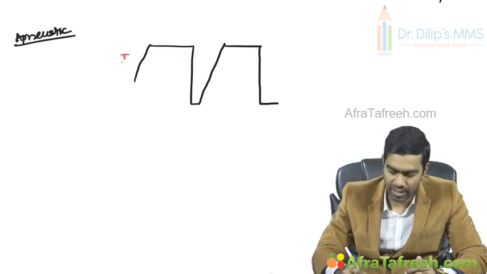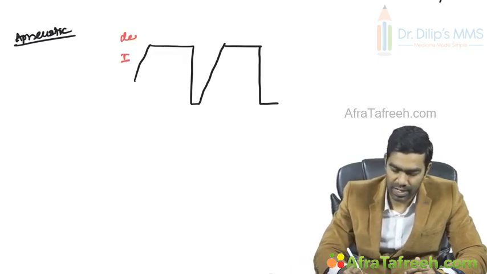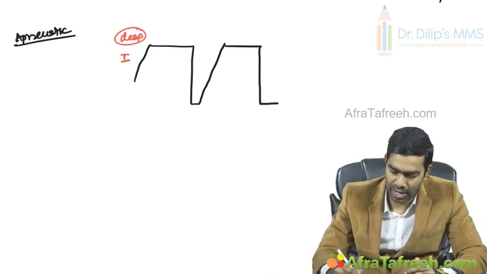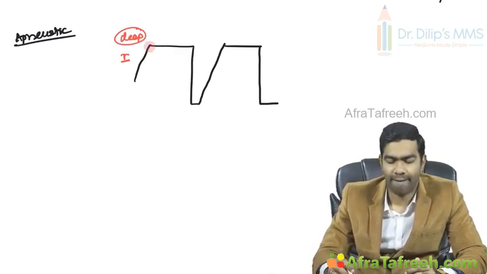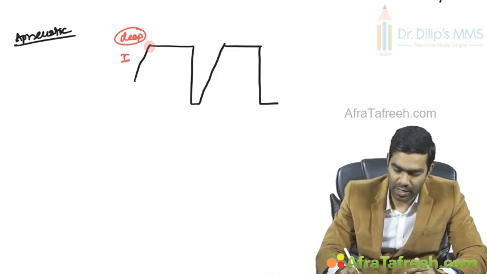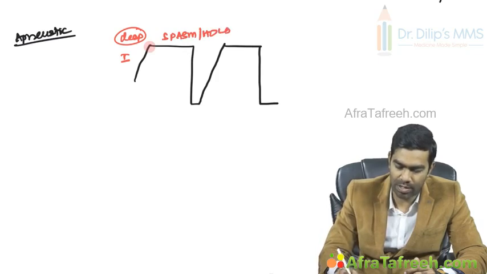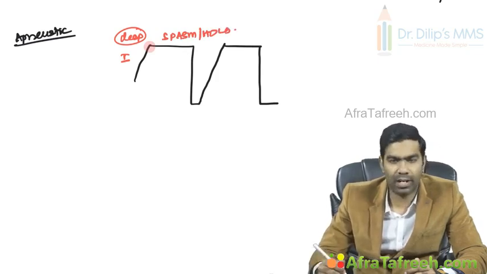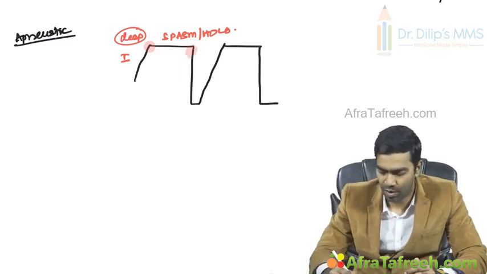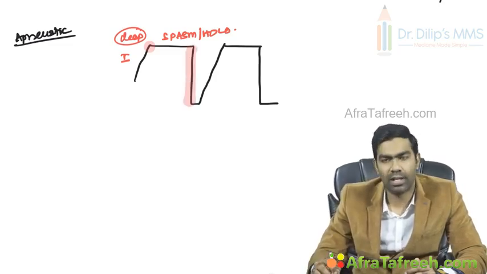So what I can tell is this is inspiration, which will be very deep usually. It will reach a very high point, deep inspiration, which is followed by an inspiratory spasm or an inspiratory hold, which means they hold the inspiration or a spasm for some time, which will be followed by a sudden rapid expiration.